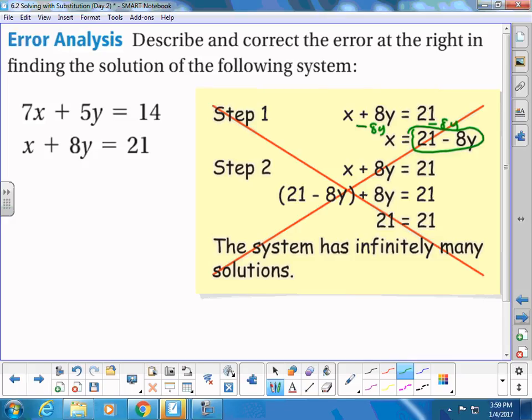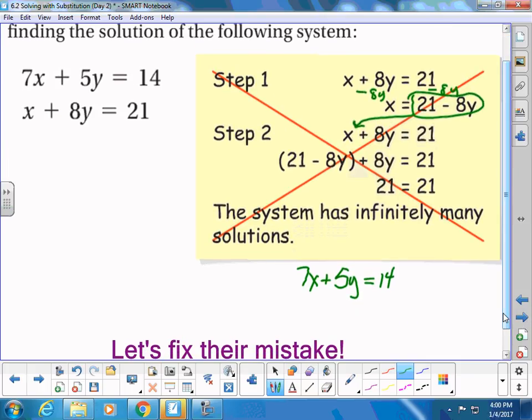The only problem is, this is this equation, right? So you can't substitute it into that equation. You have to substitute it in the other equation. So the other equation, which is 7x plus 5y equals 14, that's the one I have to substitute it in for, because I got x equals 21 minus 8y from the other equation. So instead of x, we're going to put in 21 minus 8y, plus my 5y equals 14.